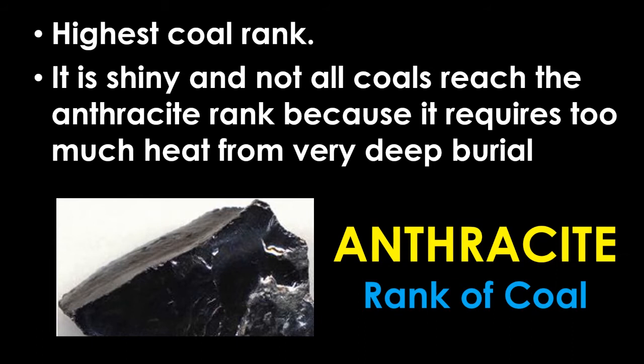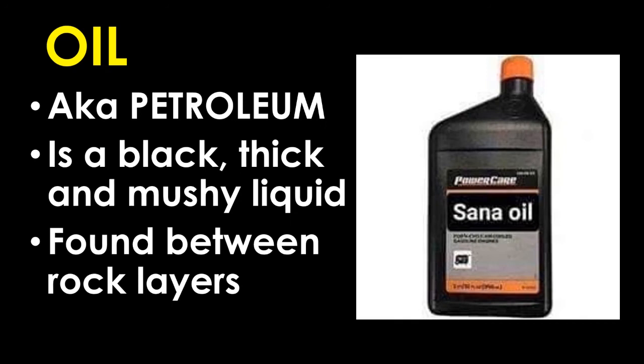The next type of fossil fuel is oil. Oil is also known as petroleum. Its color is black. It is a thick and mushy liquid, found between rock layers. We can see it in the spaces between the rocks, underground. And again, that is oil.